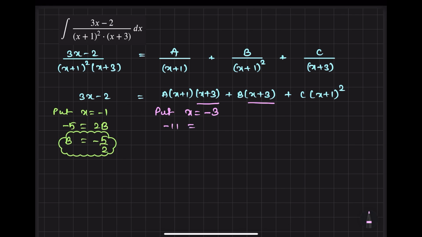The A component becomes 0, the B component becomes 0, and look at the C component. So what is the C component? Minus 3 plus 1, minus 2. Minus 2 square is 4. So it is 4C. So we got the value of C as minus 11 by 4. Okay? Minus 11 by 4.